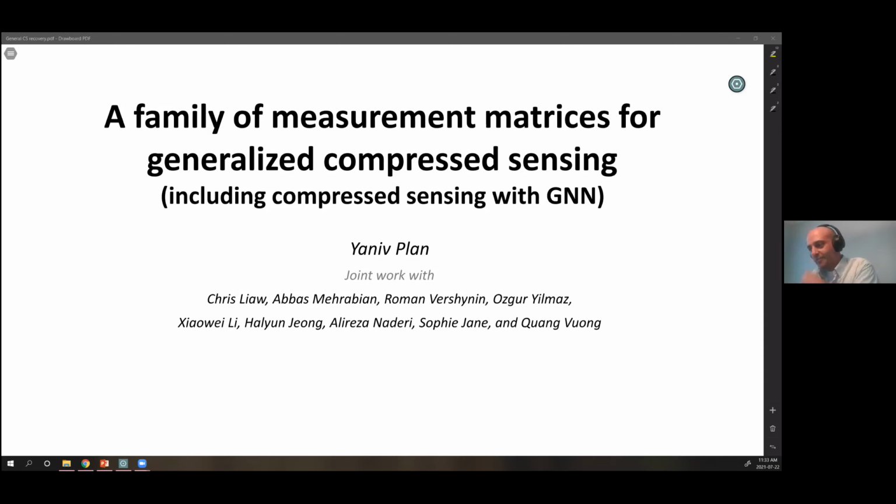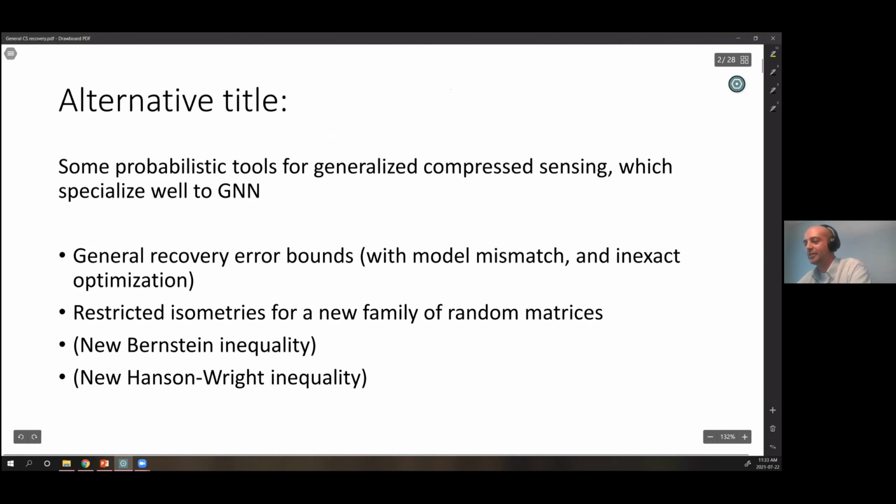All right, so here you can see my title. Let me give another alternative title: Some probabilistic tools for generalized compressed sensing, which specialize well to compressed sensing with generative models. In fact, I would say that was perhaps the first motivation for this work. We have these nice general tools in compressed sensing that can specialize to certain settings, but it didn't seem like there was anything off the shelf that quite fit with the typical assumptions made when our signal structure is a generative model. So here we're trying to fill in that gap. On top of that, we had some new random matrix theory, which allowed us to tighten previous results and extend them in a certain direction. So we're combining those two things together.